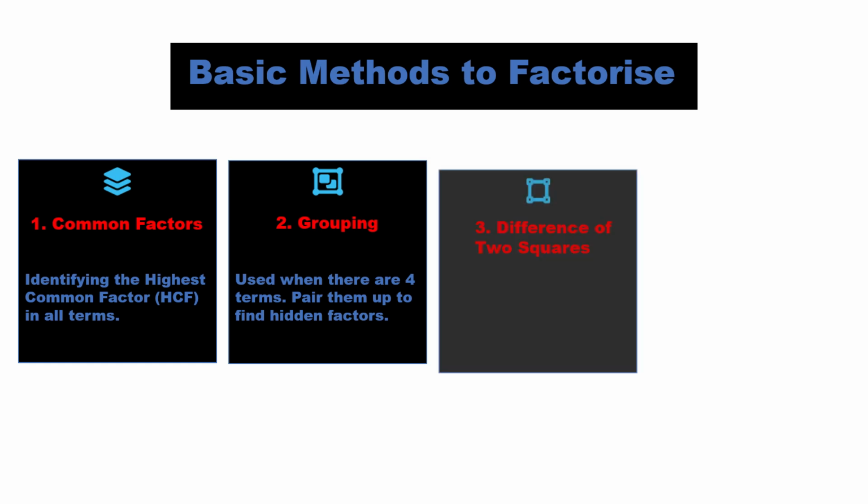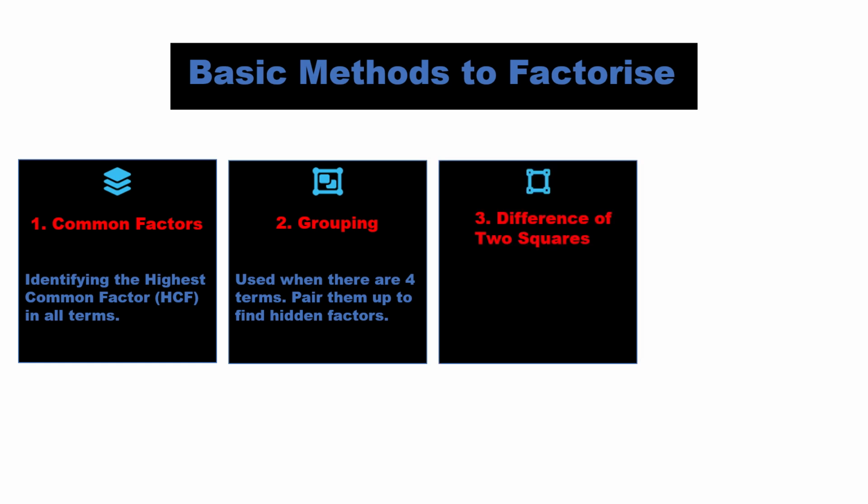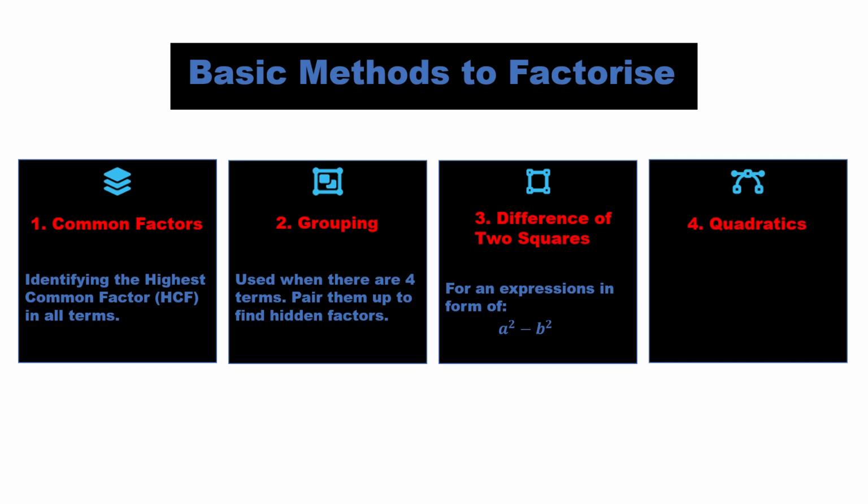The third one is the method of difference of two squares. This method is used for expressions in the form of a squared minus b squared. The fourth one is the method for quadratics, which are trinomial expressions in the form of ax squared plus bx plus c. Now, let me explain each method.